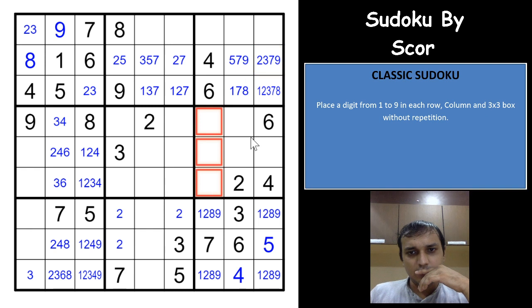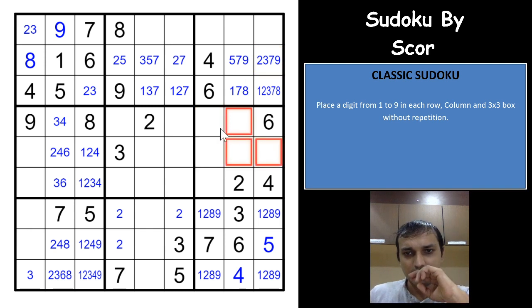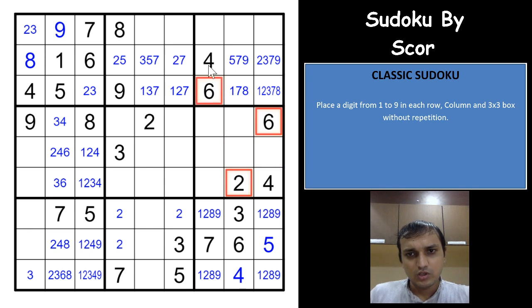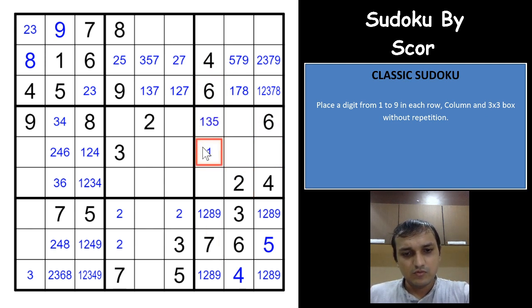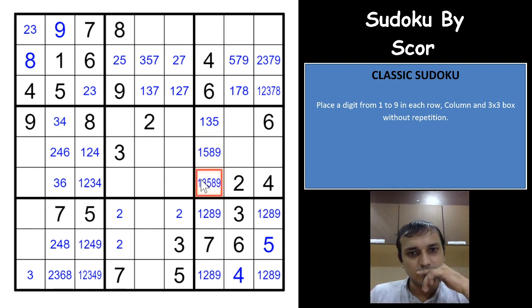Okay, 7 cannot be here. 7 would have to be in one of these 3 cells, so nothing with the 7 here. You have 2 6 4 and 7. So 1 3 5 8 and 9. So this would have to be 1 3 5 8 and 9, right? And let's see anything else.